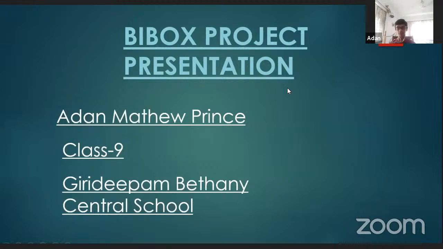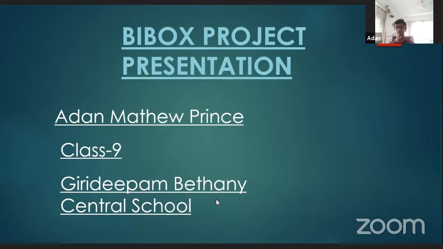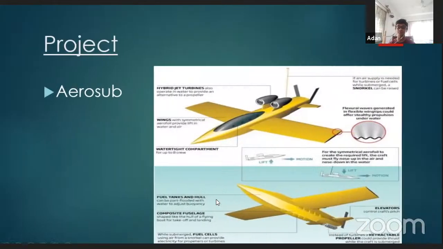So, hi, good evening everyone. My name is Adan Matthew Prince. I'm studying in Giridibam Bedini Central School, class 9A. So, I have decided to make an aero sub, which is a combination of a plane and a submarine. It could fly in air as well as underwater.